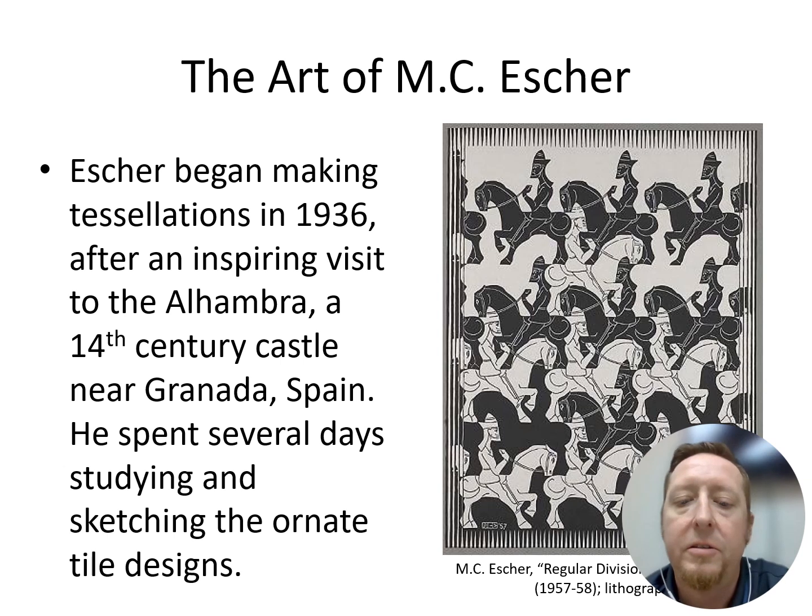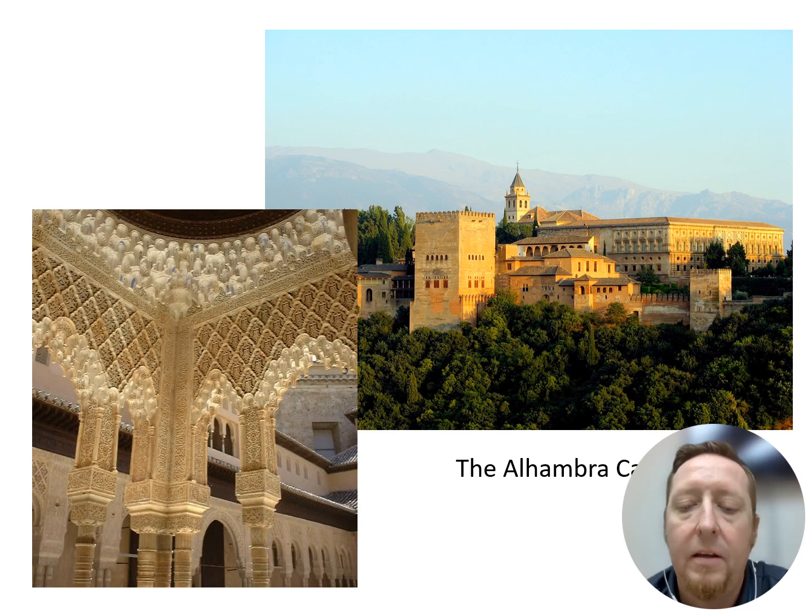So M.C. Escher started making his tessellations in 1936 after a visit to a 14th century castle in Spain. He spent several days studying there and sketching the ornate tile designs, which were also tessellation designs, and he started to create artwork based off of this. Here is a picture of the castle, and here is some of those tessellations that inspired him.